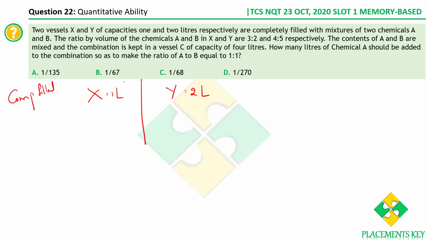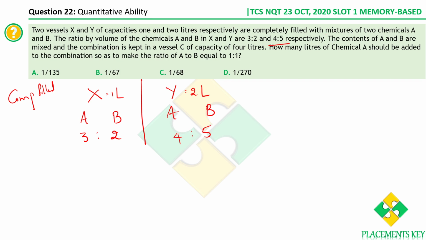Now, they are filled with mixtures of two chemicals. So we have A and B. Here also we have two chemicals A and B. The ratio by volume of the chemicals A and B in X and Y are 3:2 here, whereas in this case it is 4:5. Now the contents of A and B are mixed.